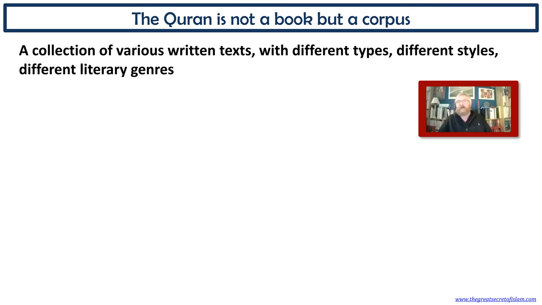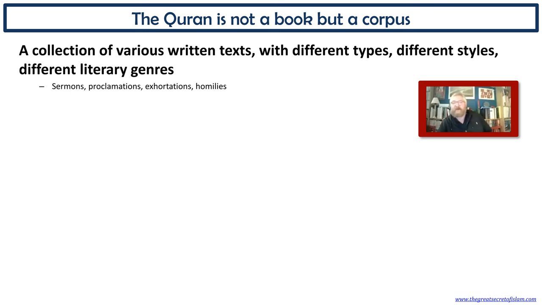In a way, we can compare it to the Bible. The Bible is much, much bigger, but the Bible is also a corpus. It is a collection of different texts. For example, the Gospels are different from the Genesis book or the Torah and so on. And it is a bit the same with the Quran, but it is complicated because everything is mixed together. And this is a very strange thing about the Quran.